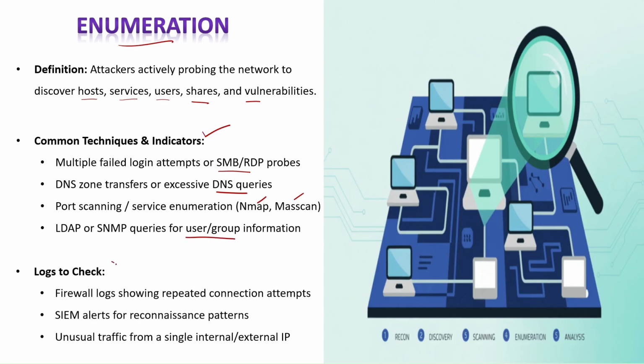So what logs to check for enumeration? Firewall logs showing repeated connection attempts, SIEM alerts for reconnaissance patterns, and unusual traffic from a single internal or external IP.